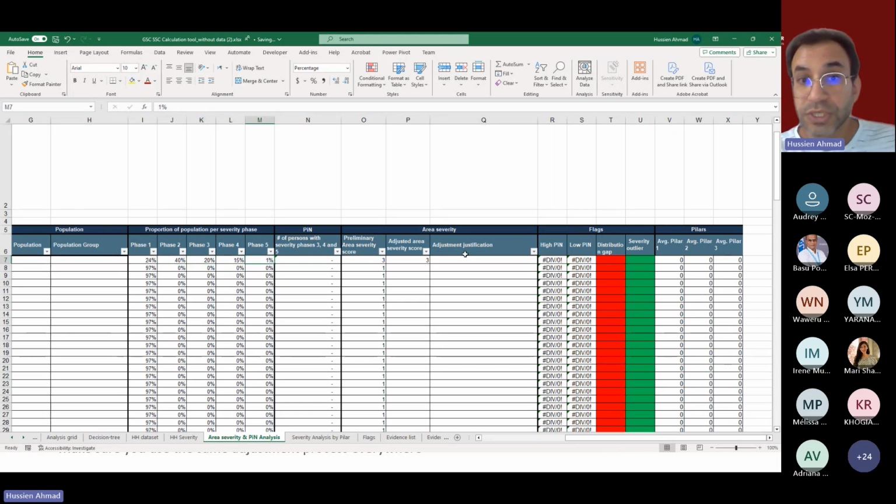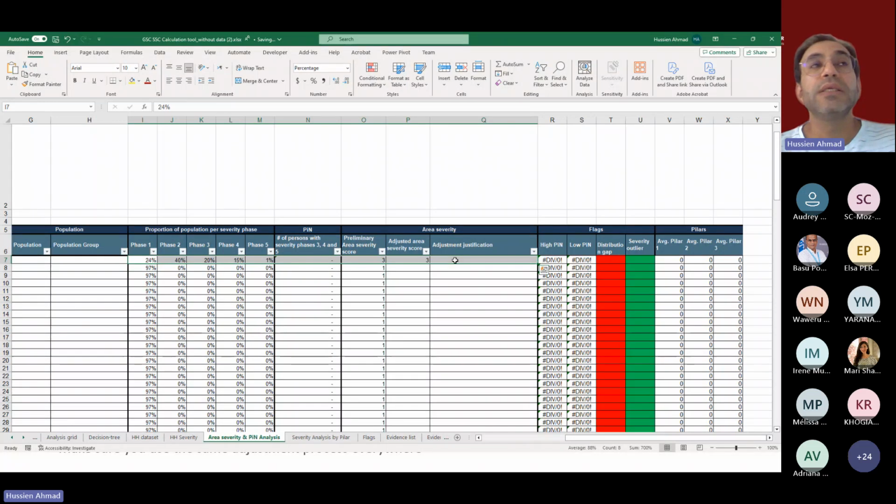But important, when you adjust the severity of the area, you need to make sure that this proportional distribution reflects the new severity score. So it cannot be 20% here as well, because this means 20% in severity 5, and you are saying it's severity 3, so there's still something wrong in your analysis or in your judgment here. You just try to make sure that this distribution is in line with the severity phase that you have selected. But as said, this has to be based on a strong justification, a solid analysis that you do with your partners and with your stakeholders.